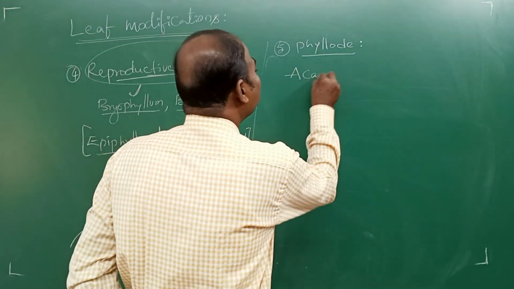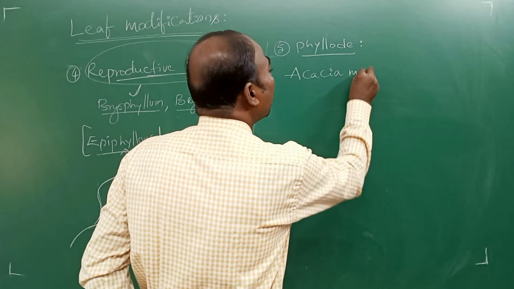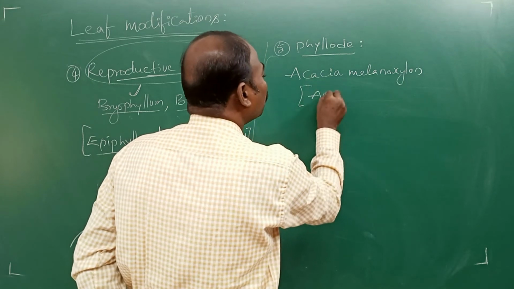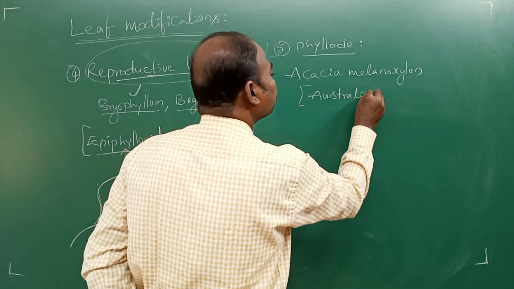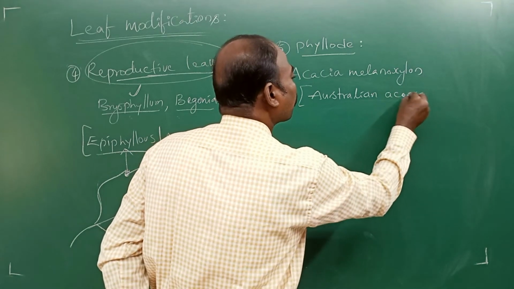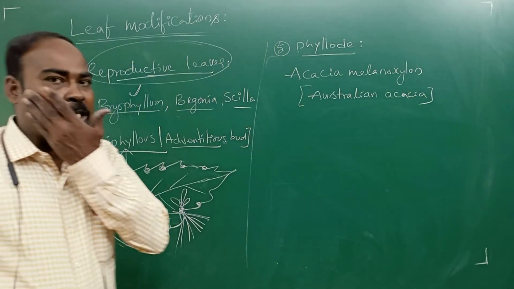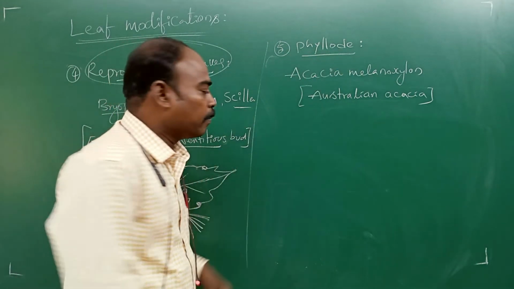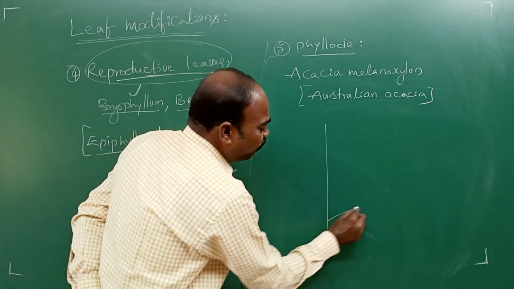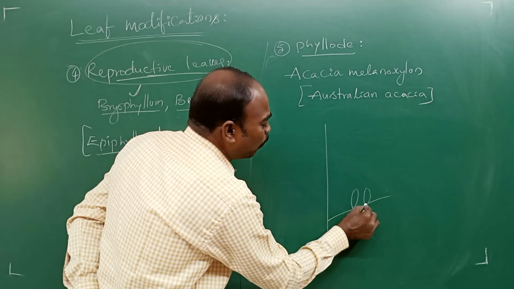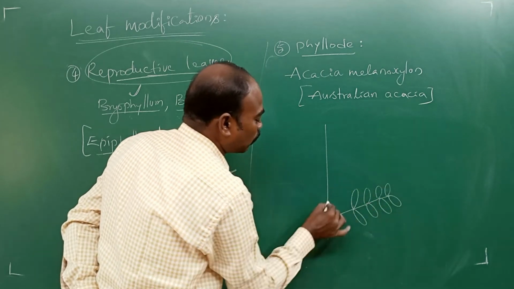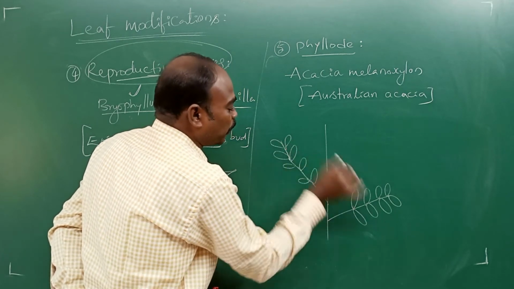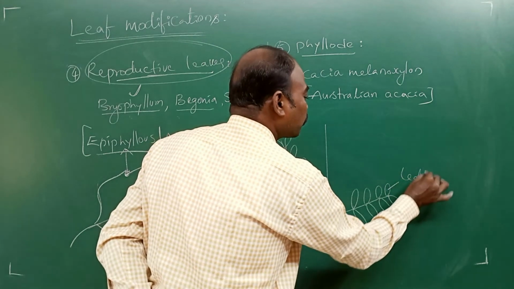In plants like Acacia melanoxylon, or simply Australian Acacia, common name Australian Acacia, scientific name Acacia melanoxylon. In these plants, the leaf is a pinnately compound leaf. So, pinnately compound leaves, these are the leaflets, right?